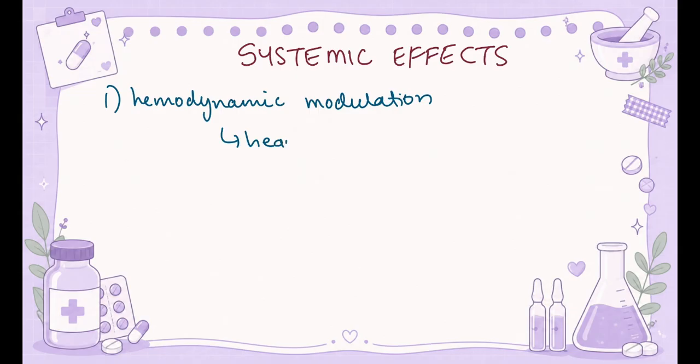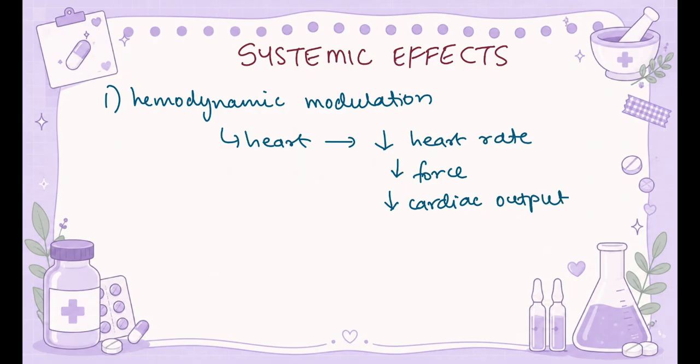In the heart, the drug decreases the heart rate. It softens the force of contraction. It lowers overall cardiac output. It also slows electrical conduction. This greatly reduces the heart's workload and its demand for oxygen. This is vital for patients suffering from angina.